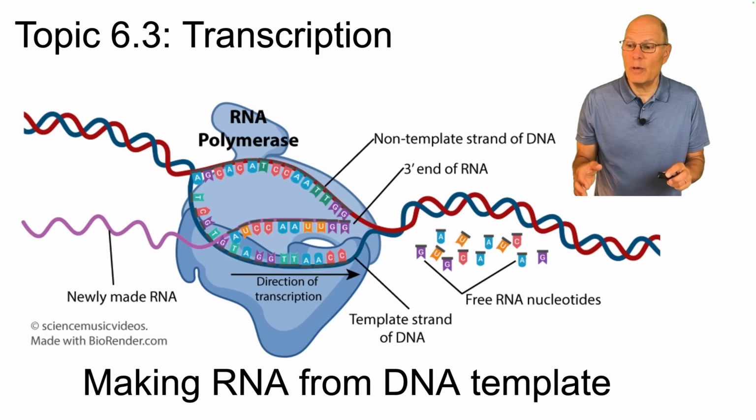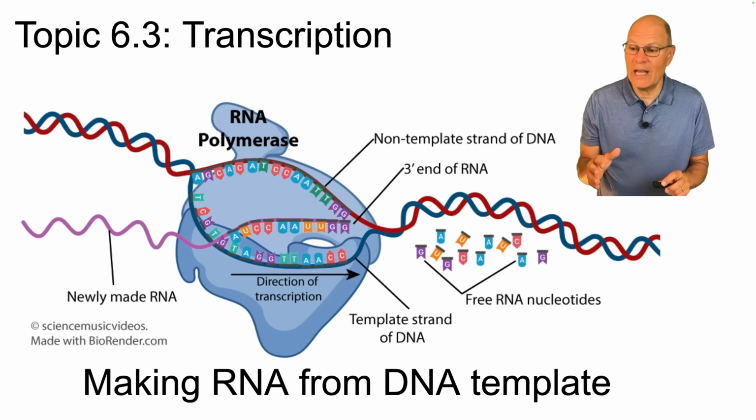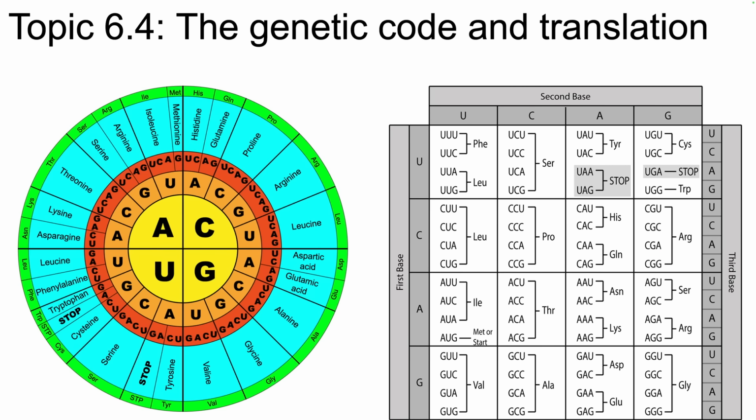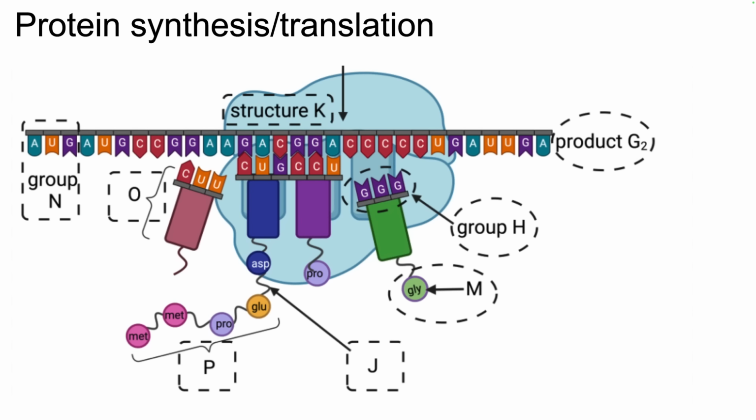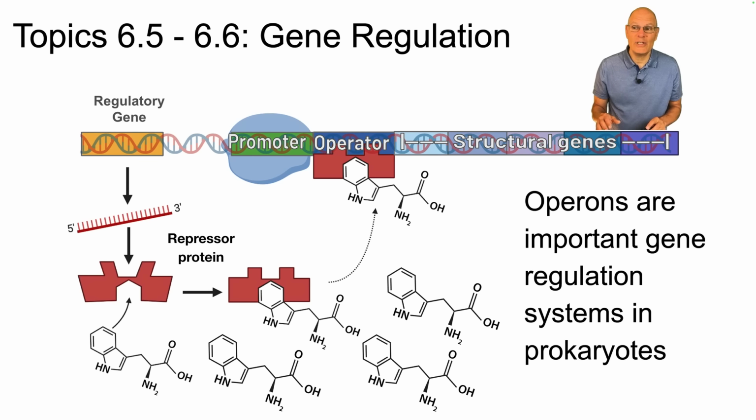Topic 6.3 is transcription, which is the making of RNA from a DNA template. You should be able to take any sequence of RNA and translate it into amino acids using a genetic code dictionary, and you should be able to explain the details of protein synthesis itself. These are all fantastic processes. Topic 6.5 to 6.6, gene regulation.